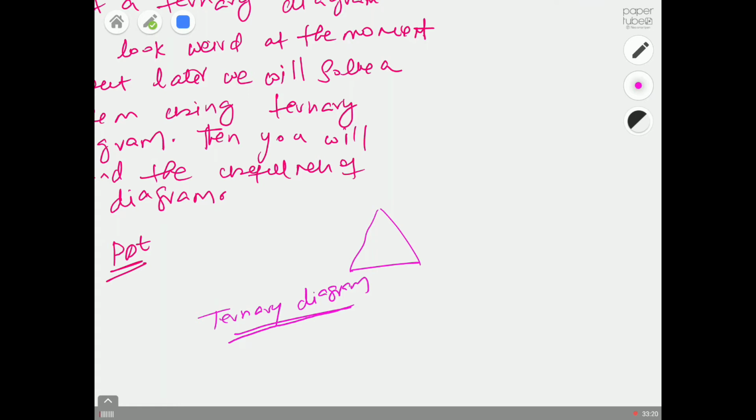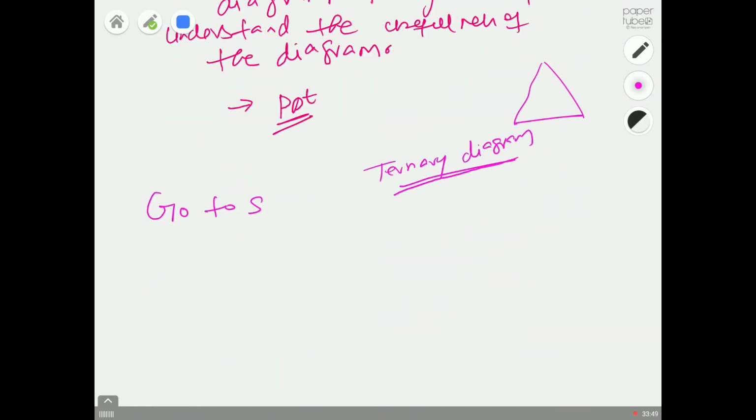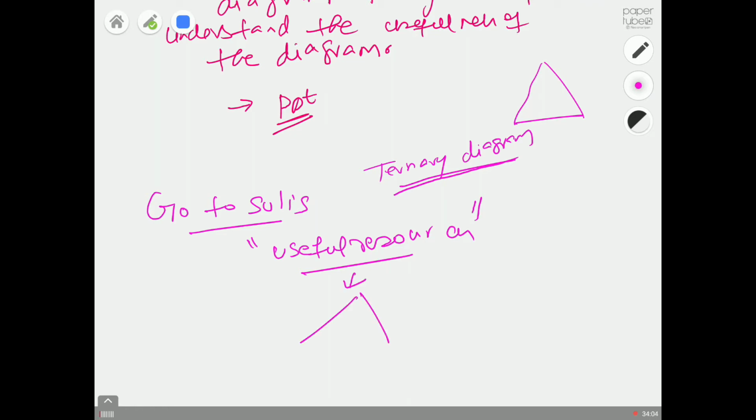I should have said this a long time ago: whenever we deal with the tutorial, I prefer you to take pen and paper, and also try to print the ternary graph. I already uploaded this on Sulis. Go to Sulis, click the useful resources folder, and there you will find a graph sheet where you can plot this ternary diagram.